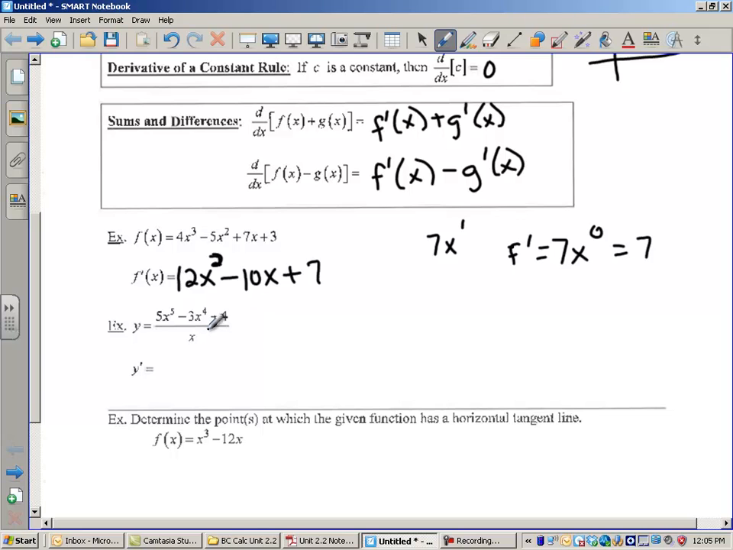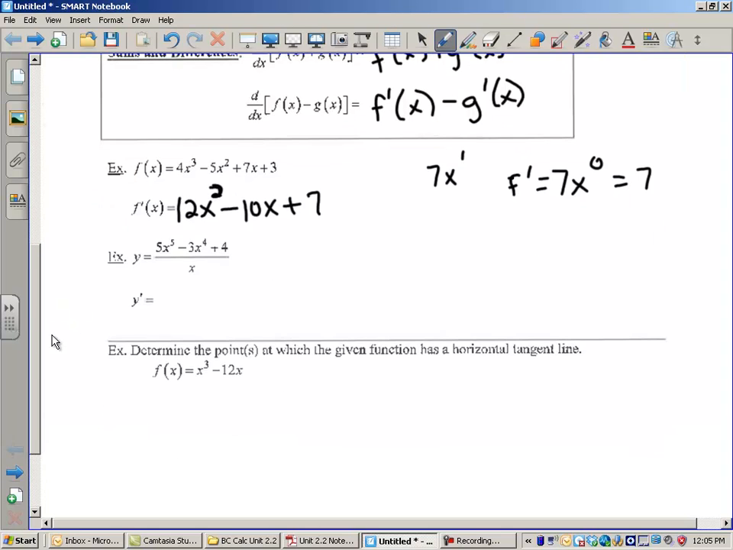Now the example you're going to run into is if you're dividing by a monomial. Monomial means one thing on the bottom. If that happens, you need to separate this into, we're going to do some algebra before we ever do a derivative. So 5x to the 5th over x minus 3x to the 4th over x plus 4 over x. So we're going to separate it first and simplify. 5x to the 5th divided by x, one of those x's is going to cancel, so that's going to leave you with 5x to the 4th.